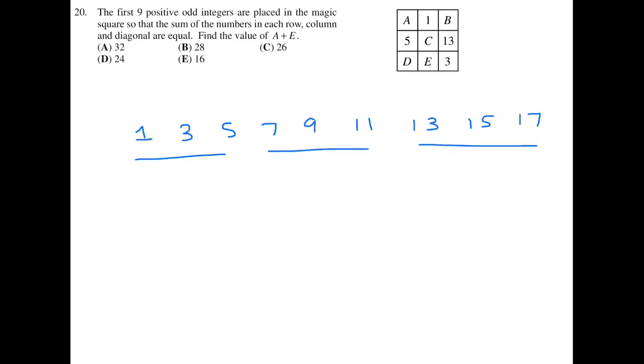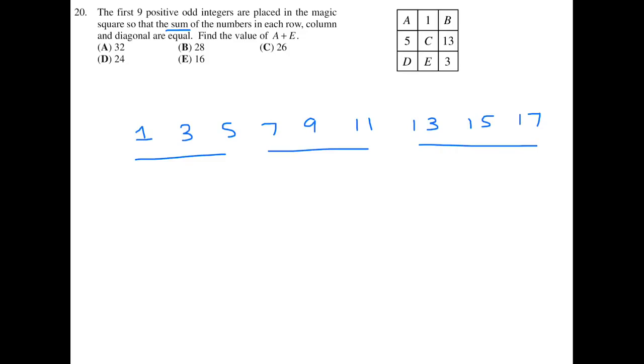The first 9 positive odd integers are placed in the magic square so that the sum of the numbers in each row, column, and diagonal are equal. Find the value of A and E. All right, so what are the first 9 positive odd integers? 1, 3, 5, 7, 9, 11, 13, 15, and 17, right? Those are the first 9 odd integers. And you're going to place them into this box one at a time to make all the rows, columns, and diagonals have the same sum.